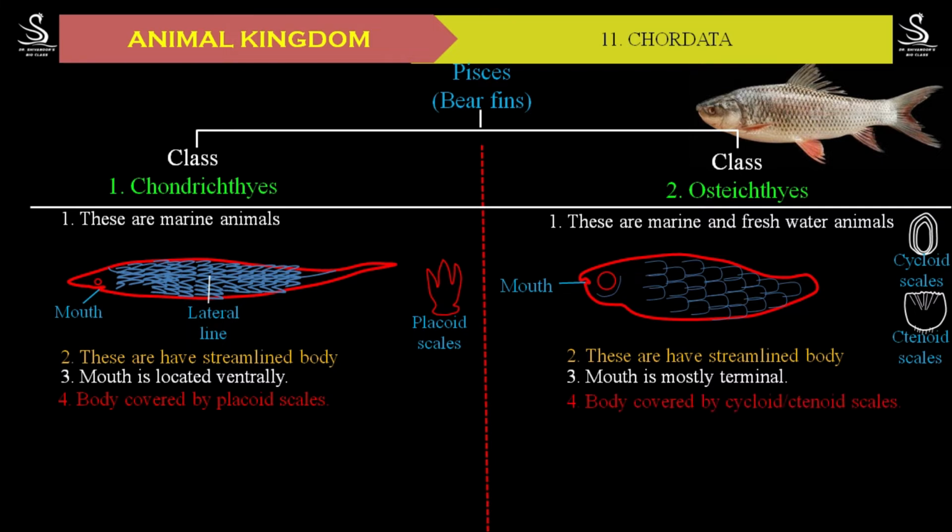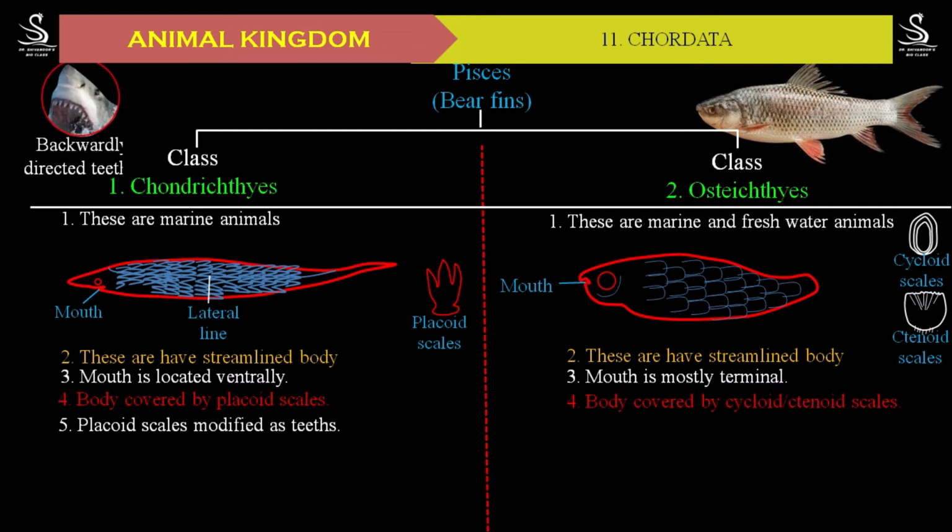So here we have seen Chondrichthyes fish body is covered by placoid scales, and Osteichthyes fish body is covered by cycloid or ctenoid scales. Then, in Chondrichthyes fish, the placoid scales are modified to become teeth. You are observing in the picture here, backwardly directed, very strong teeth with powerful jaws. Such teeth help them to become predators. Most of these animals are predators, but in Osteichthyes fishes, teeth are absent.